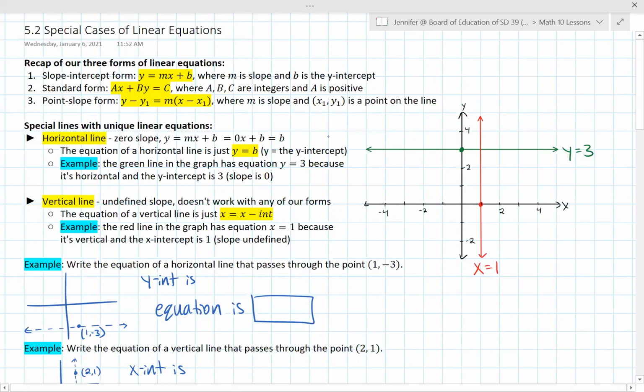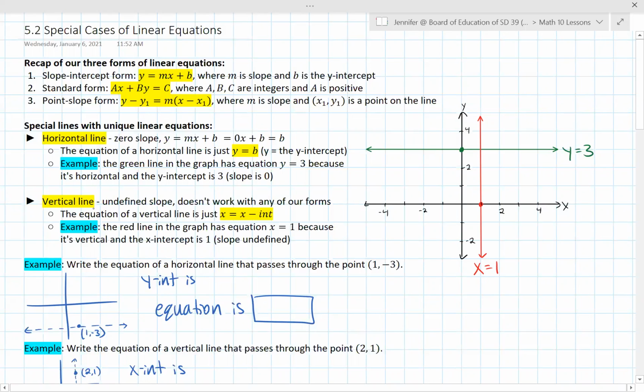So in this graph here, the green line is a horizontal line. It has a slope of 0. The equation of that line is just y equals 3. There's nothing else that you need in this equation, because what this is actually saying is y equals 0x plus 3. And of course, we don't have to write this because anything times 0 is 0.